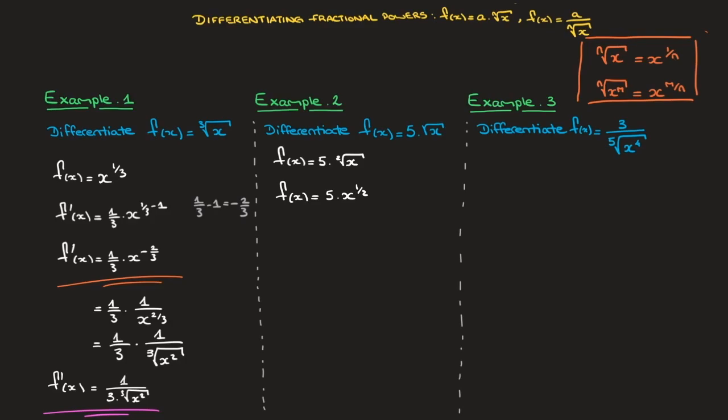And now, using the power rule, we can go ahead and state that the derivative f dash of x is equal to 5 times 1/2 times x raised to the power of 1/2 minus 1.